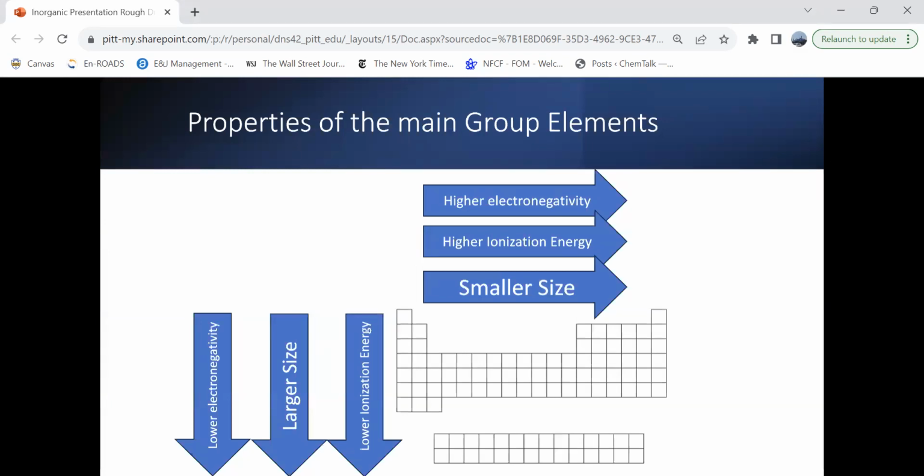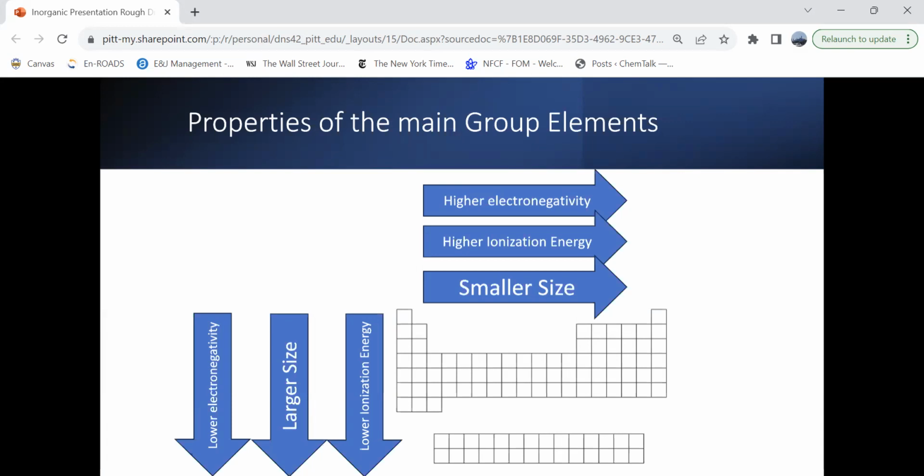So just some properties of the main group elements. As you move from the left to right across the periodic table, elements tend to have a greater electronegativity, a smaller size, and an increased ionization energy due to an increased effective nuclear charge from nuclei with more protons. And then as you move down the rows of the periodic table, elements tend to have lower electronegativity, larger size, and lower ionization energy. This is due to the shielding effect, which occurs from the inner electron shells shielding the valence electrons from the nucleus, leading to less attraction.